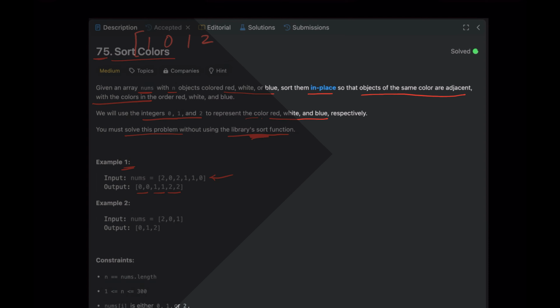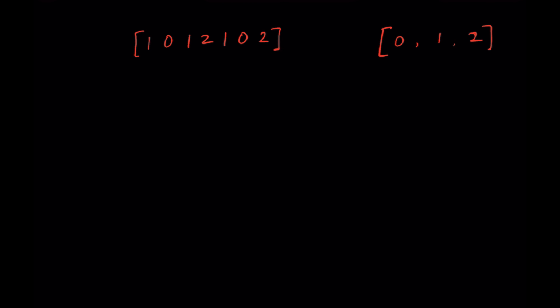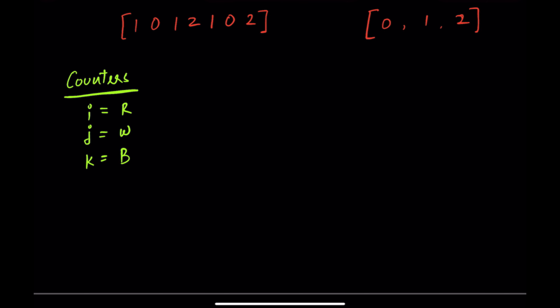As we are only dealing with 3 unique values in the given input array, we can use counters for each number that will represent the number of occurrences of that number in the input array. All we need to do is run an iteration on the input array, check the value that the pointer is pointing at, and accordingly increment the corresponding color's pointer. If it is 1, then we'll increment the j pointer. If it is 0, then the i pointer. And if it is 2, then increment the k pointer.